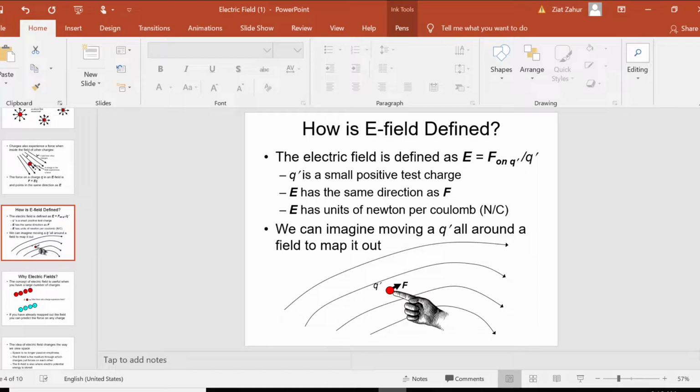Okay, back to the PowerPoint. E has the same direction as F. Since Q is a scalar, of course, F and E are the vectors. So E must point in the same direction of F, F being the force on a positive test charge. And by convention, we just choose Q to be a positive number.